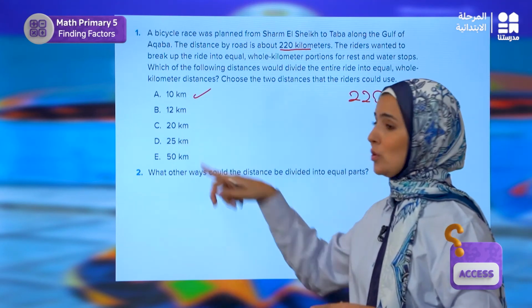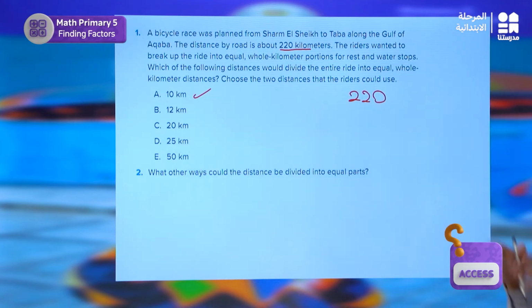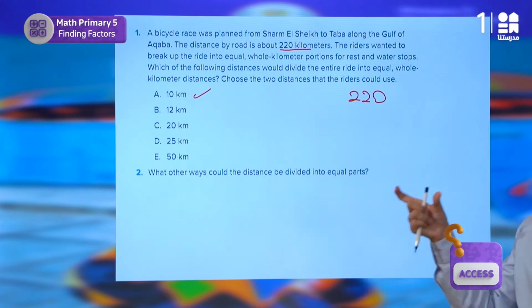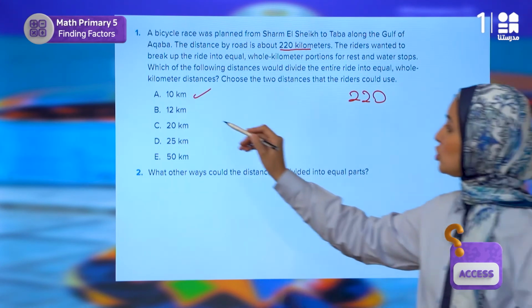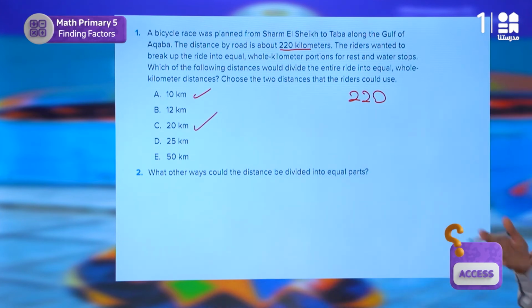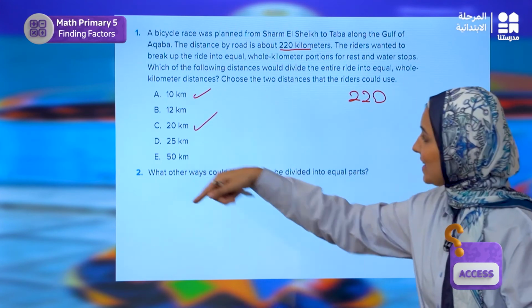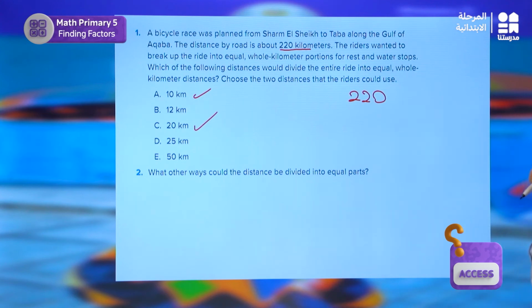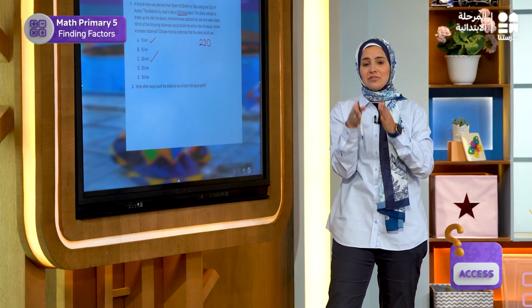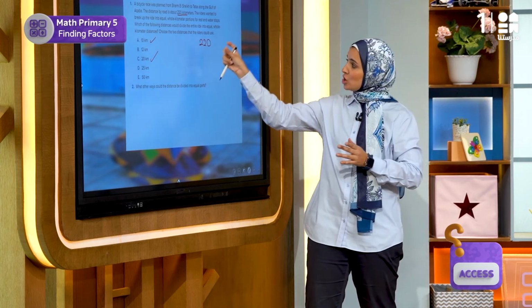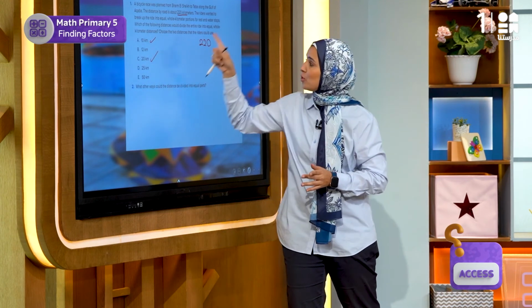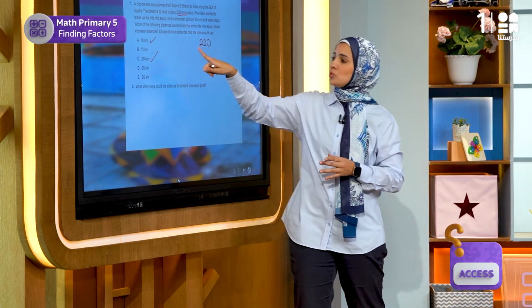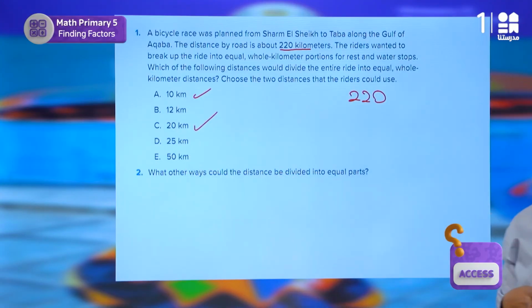Can I divide 220 by 20? Yes, of course, you can divide it into 20 equal parts. So I will choose this answer as well. Why? Because when we divide it, we are going to find that these two numbers end in 0 and 22 is divisible by 2. In other words, it's an even number. So you can divide the answer by 2. So again, 22 divided by 20, I will cancel the 0. 22 is an even number, so I can divide it by 2 without any remainder.